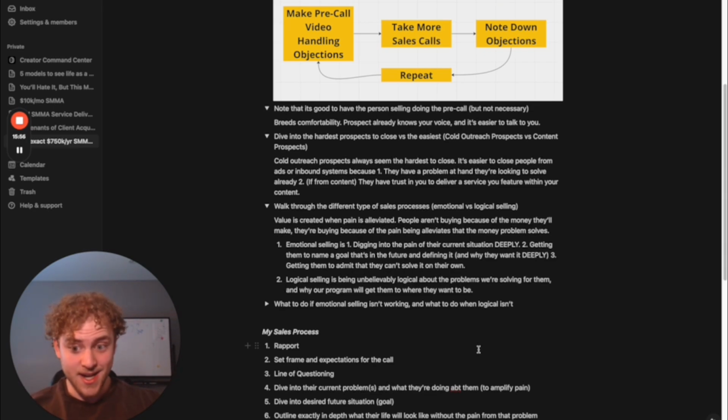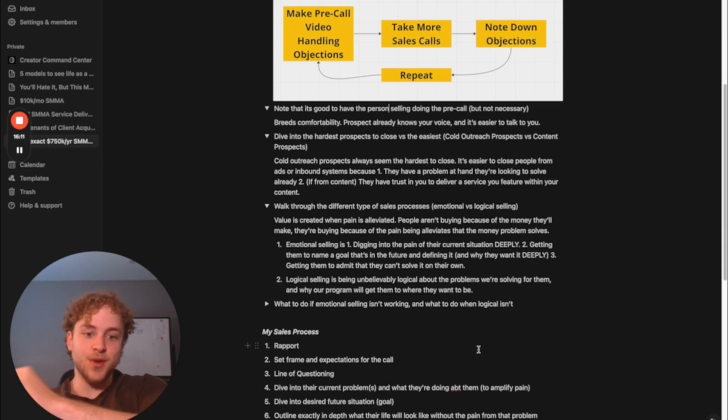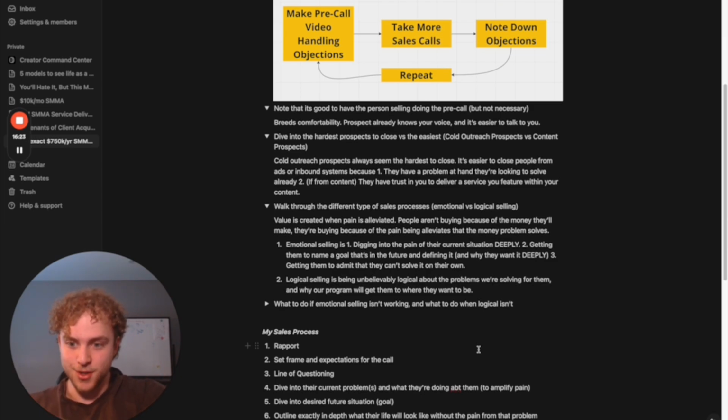And we want to define it deeply and really dig into it. Next, we want to get them to admit that they cannot solve it on their own and they need help. So a few things here, right? Let's break this down. The reason I said digging into the pain of their current situation deeply is, like I said just now, pain is what gets the customer to buy.